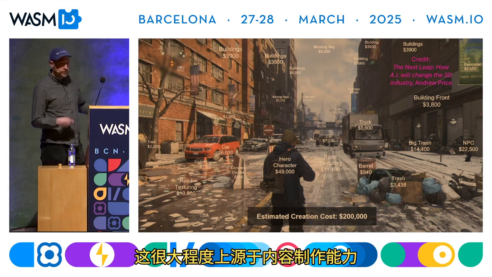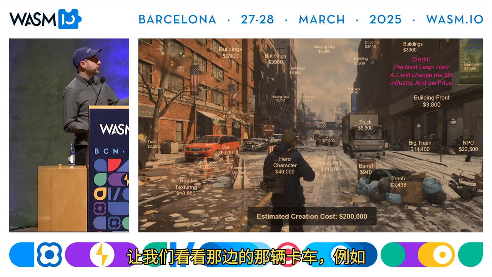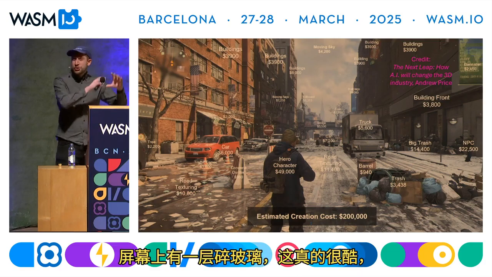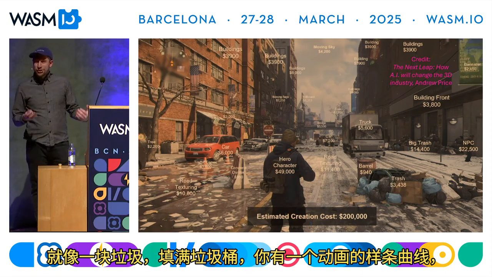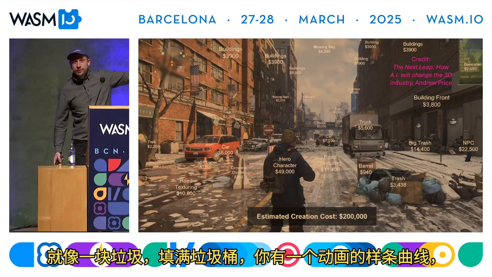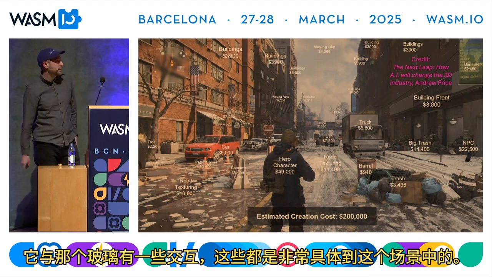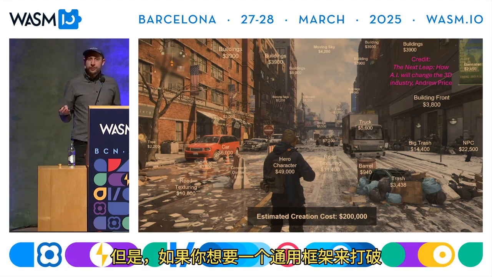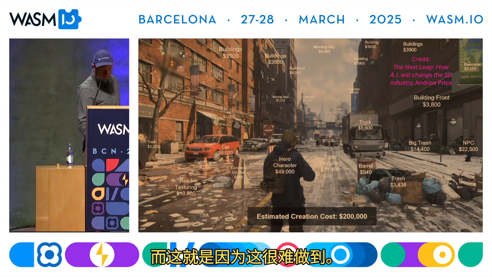And a lot of that stems from the ability to produce content that works in this game, but that can't necessarily be reused. Like, let's take a look at that truck over there, for example, $5,600. There's shattered glass on the screen of that, which is really cool. But how did that glass shatter? Like maybe a piece of trash fell out of the trash can. You've got a spline that's animating that, and that has some sort of interaction with that glass, and that's all very specific to the scene. But what if you want a general framework for breaking any glass on any window anywhere?